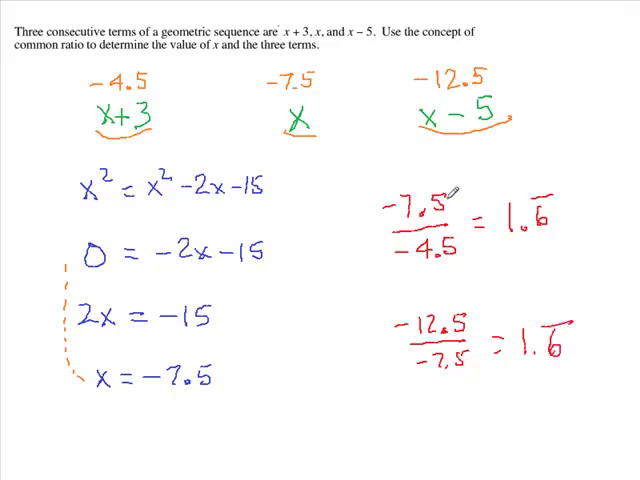So they didn't ask for the common ratio, but if they had, we could tell them the common ratio is 1 2/3. And the three terms are negative 4.5, negative 7.5, and negative 12.5, which form a geometric sequence.